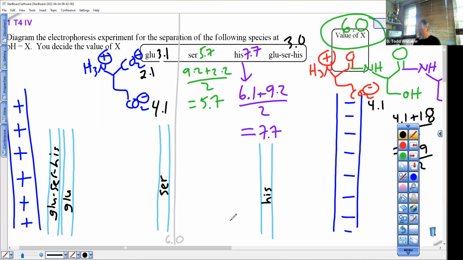You'd use a knife to cut these 4 things out. You'd have them pure after you rinse them off the acrylamide gel, which is the medium for the separation.